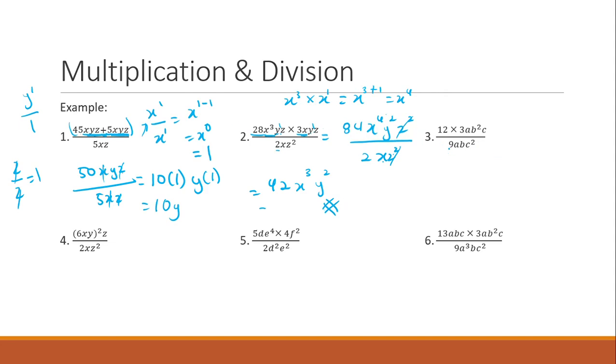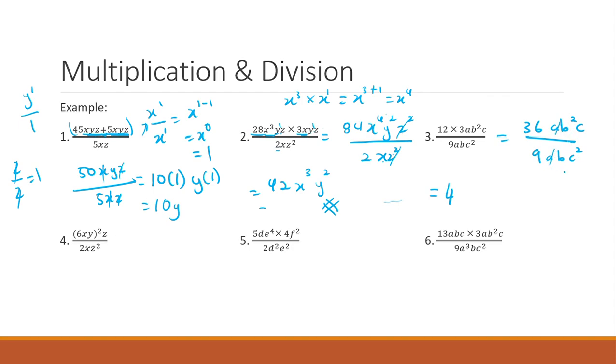And for number 3, 12 times 3ab squared c divided by 9abc squared. So 12 times 3 we will get 36ab squared c divided by 9abc squared. For this one, 36 divided by 9, we will get 4. So 4, a divided by a, we can cancel, that means 1.